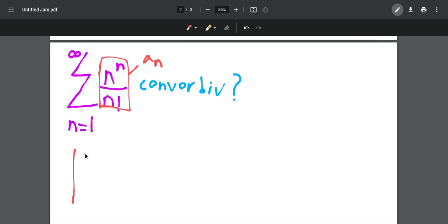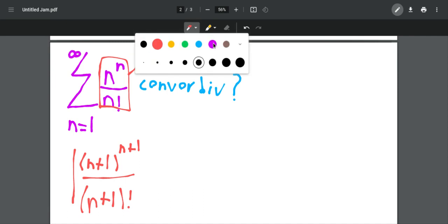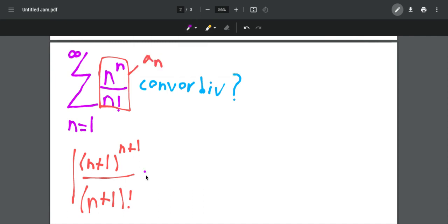So in this case, in the numerator, we have n plus 1 to the power of n plus 1. And in the denominator, we should add the 1 inside the factorial, so we get n plus 1 factorial. And now we should multiply it by the reciprocal of a sub n, which is just n factorial over n to the power of n.